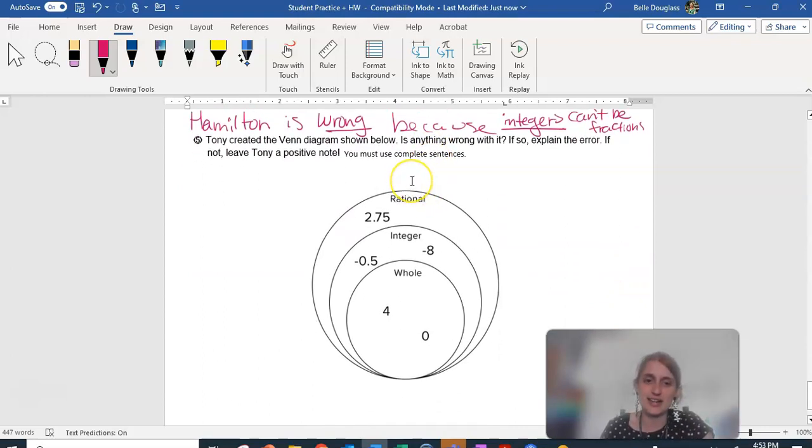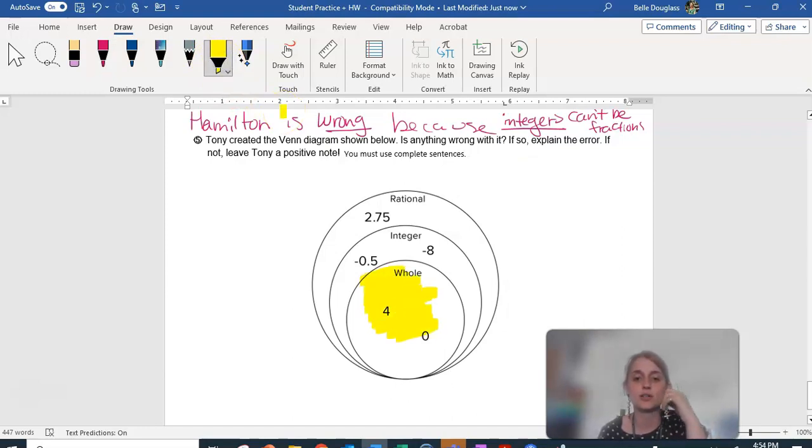Tony created the Venn diagram shown below. That's when they're like the circles that are layered over each other. Is anything wrong with it? Let's find out. All right, I'm going to use my highlighter tool. Let's see if we can get some fancy new colors up in here. All whole numbers are these whole numbers. Is 0 a whole number? I think so. Is 4 a whole number? Yes, I think so. All right, I think those two are good.